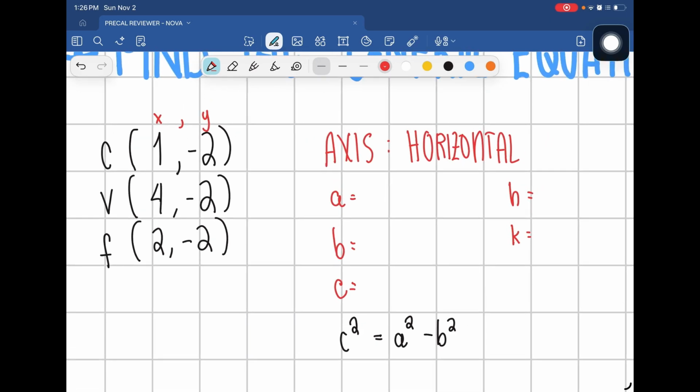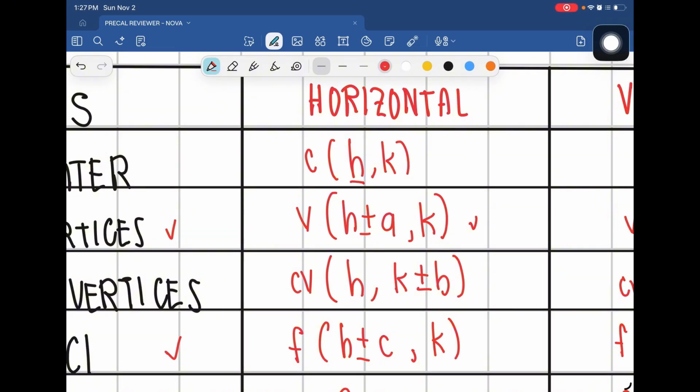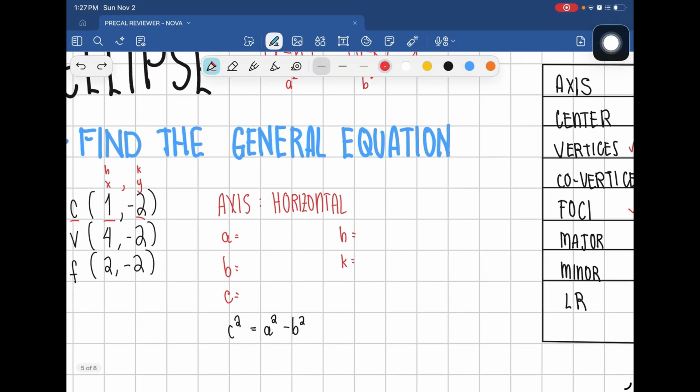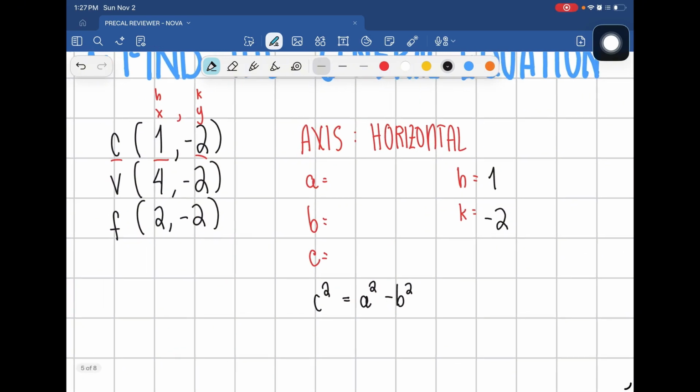So the x-coordinate is also the h, and the y-coordinate is also k. Therefore, the center, as given in the table, has the coordinates h, k. Therefore, our coordinates are 1, 1, and -2.